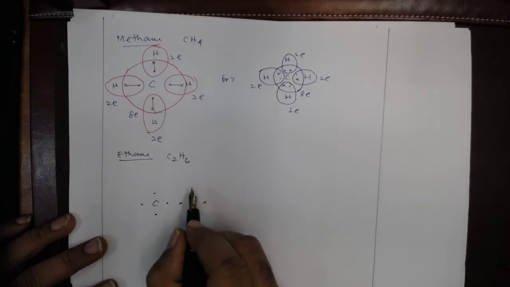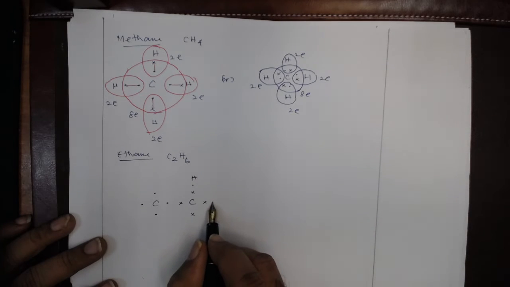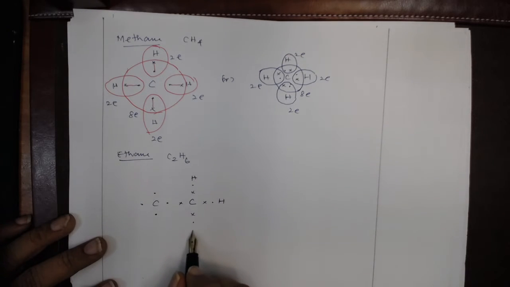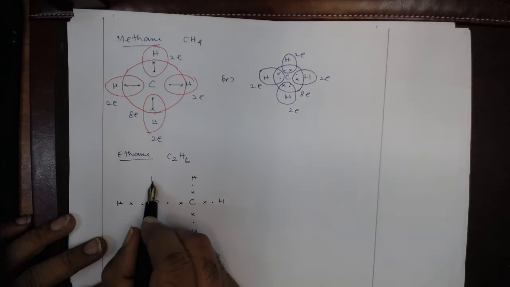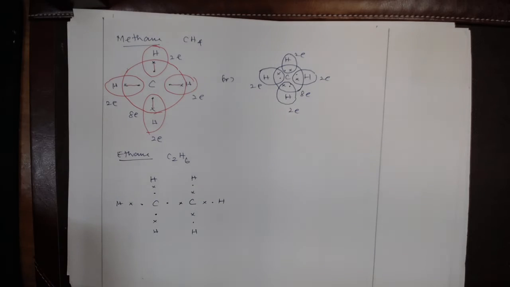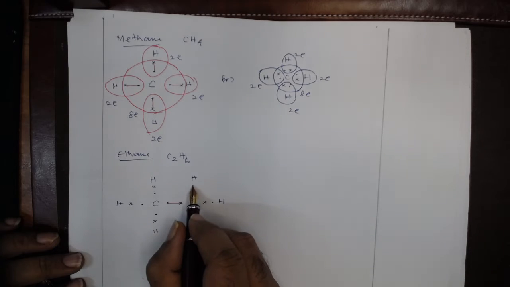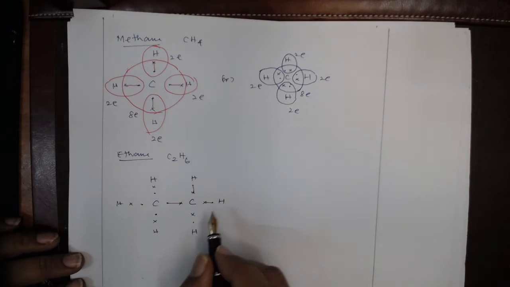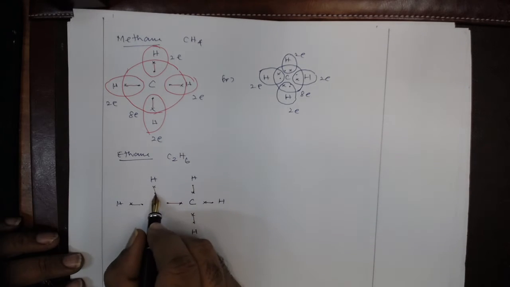And what about hydrogen? So you can mention hydrogen here. Hydrogen, hydrogen, hydrogen. Similarly, hydrogen, hydrogen, hydrogen. Right. Now we can form a bond. See, this is CC bond. This is CH bond, CH bond, CH bond, CH bond, CH bond, CH bond.